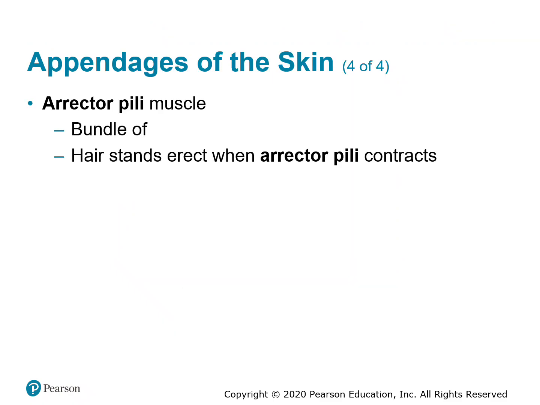The erector pili muscle is just a bundle of smooth muscle, and it is what gives you goosebumps, right? Whenever you are cold, it is an involuntary muscle contraction. When you are cold, that erector pili muscle contracts and ends up pulling on the hairs, but that's just an effect of those erector pili muscles activating so they can try to keep you warm.